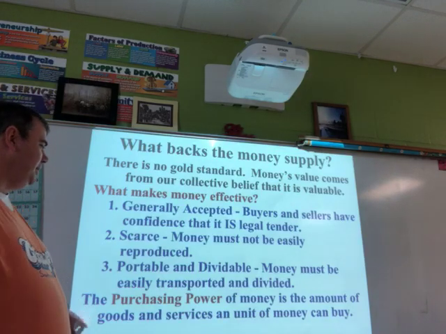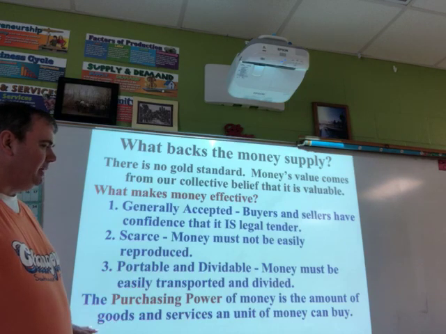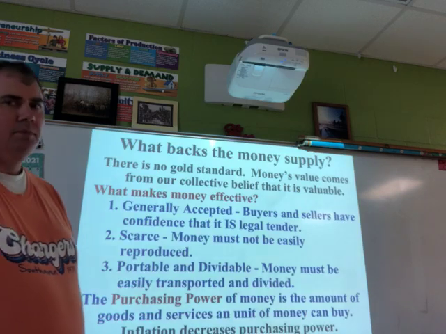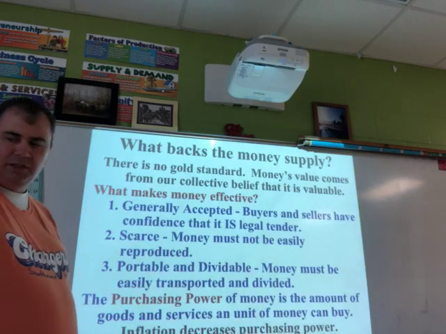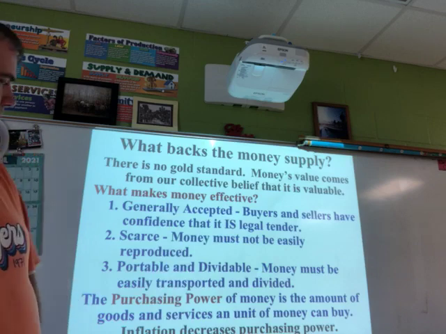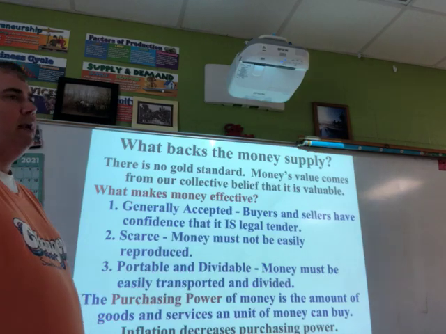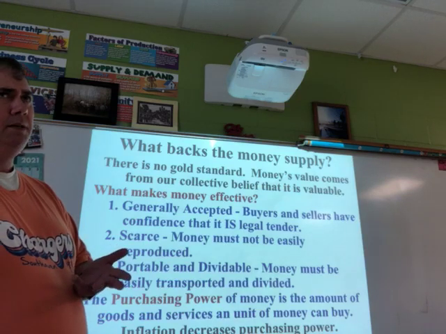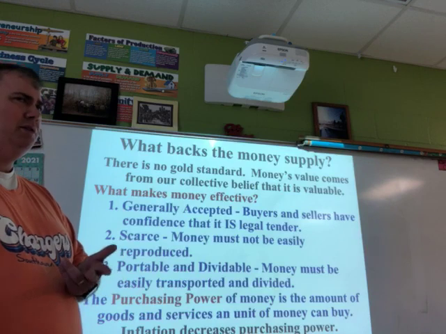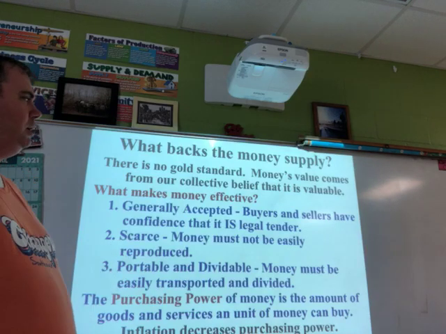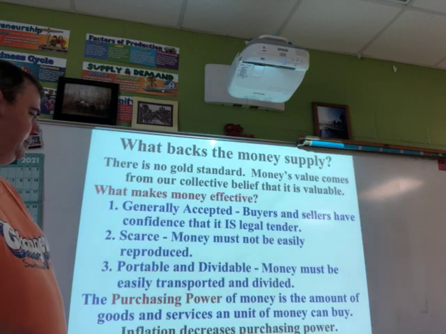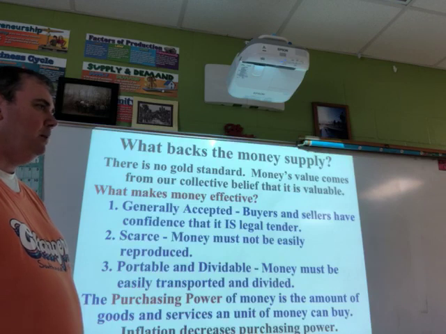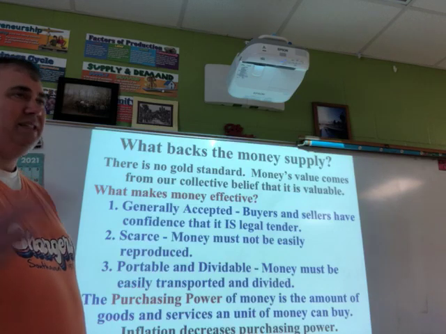Also, the purchasing power of money is the amount of goods and services a unit of money can buy. Inflation decreases purchasing power. Deflation increases purchasing power. Hyperinflation decreases acceptability. Hyperinflation is what happened in Zimbabwe. That happened in Brazil back in the late 90s. Argentina had a period of it at one point. But it decreases acceptability because the value of that money is decreasing so rapidly, people are unwilling to take a risk and accept that money.